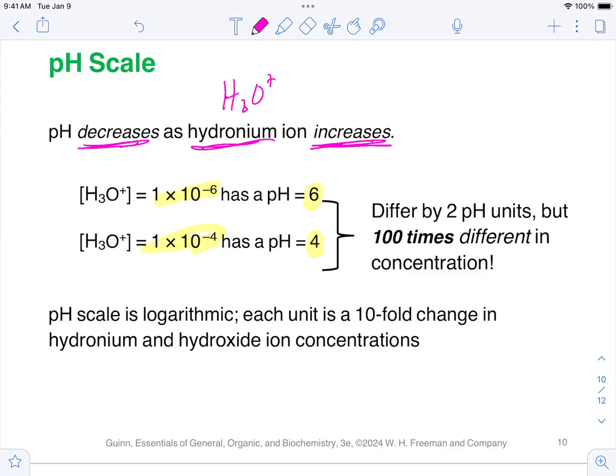Logarithms, if you remember from math class, is a 10-fold change. It's base 10. So while it looks like it's only 2 units stronger, it's actually 100 times different in concentration. Every 1 unit is a factor of 10. So if you have a pH of 5 and 6, that's 10 times stronger, or higher concentration. If you have a pH of 1 and 10, that's 10 to the 9th times stronger.